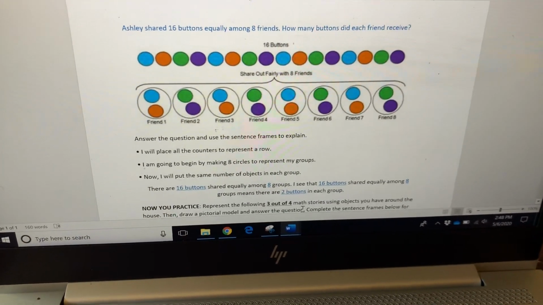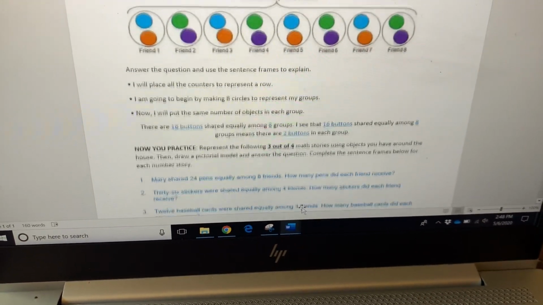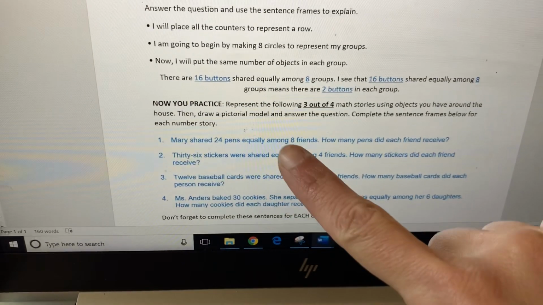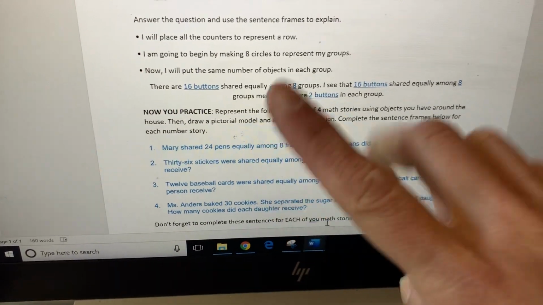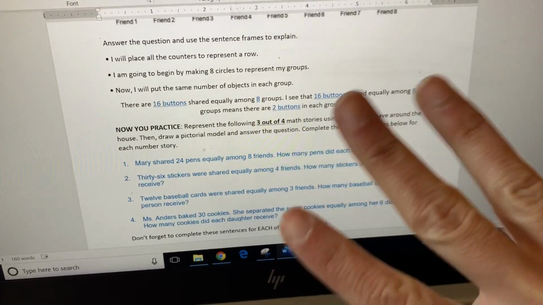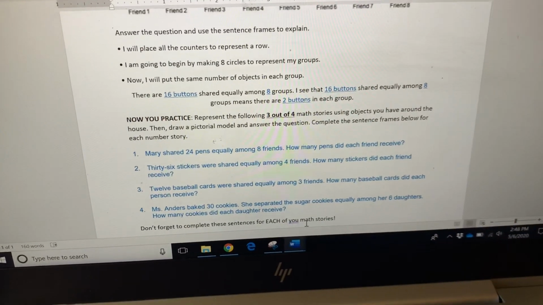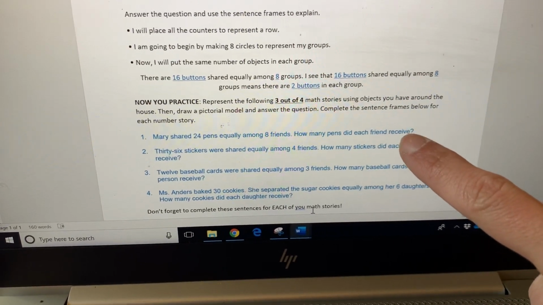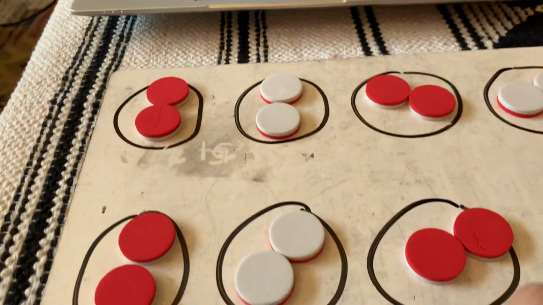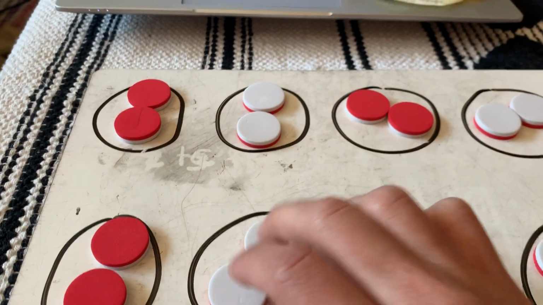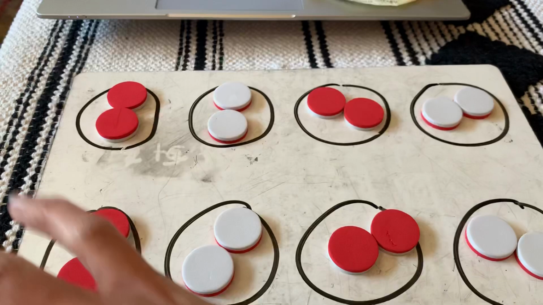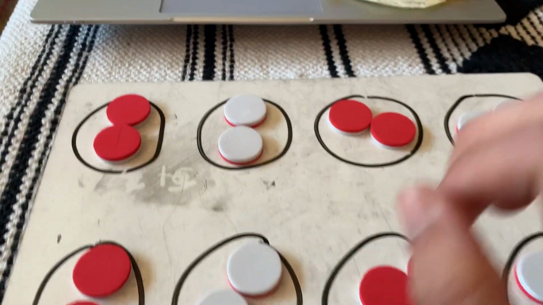So now you are going to practice what we just did. So I have given you 4 division stories, okay? I want you to do 3 of them. You don't have to do them all. If you want to do them all, that's wonderful. Do 3 of them, okay? And I want you to use objects you have around the house. I used counters because I had them for the classroom, okay? You don't have to use that. You could use any group of objects that you have, okay?